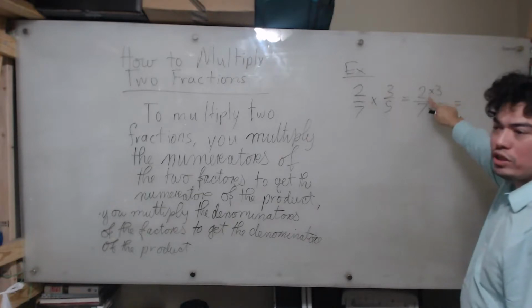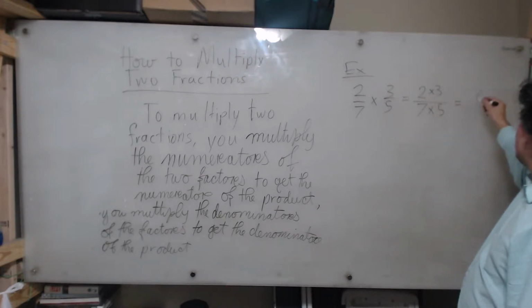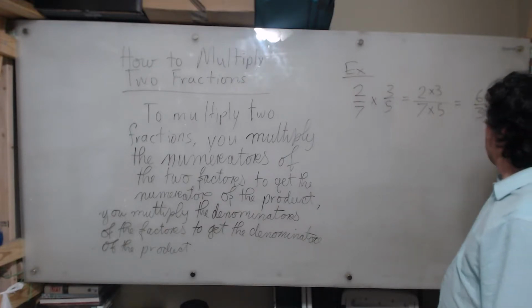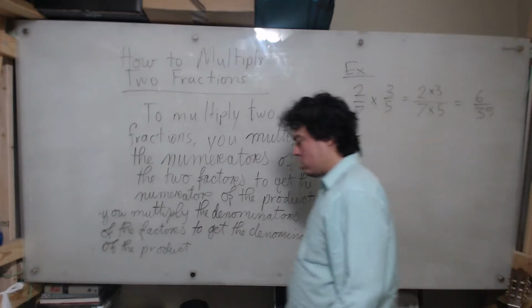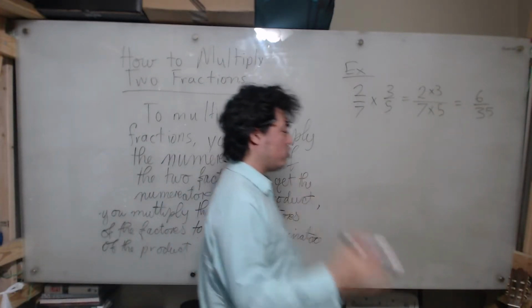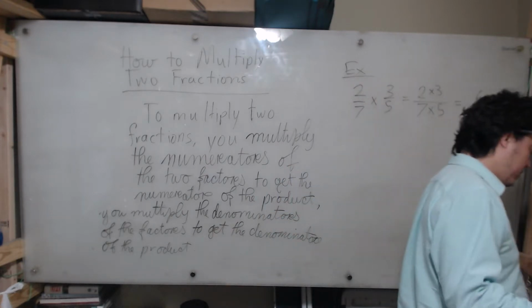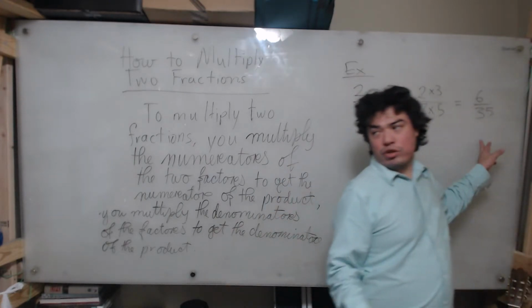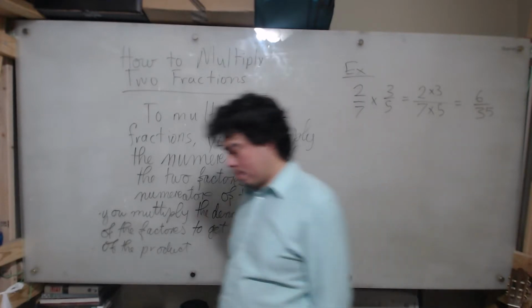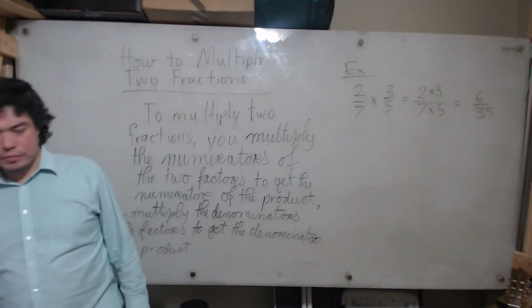Aha! What's 2 times 3? 6. What's 7 times 5? 35. So I can say here that the product of the two fractions, 2 sevenths and 3 fifths, is 6 35ths, or 6 out of 35. Okay.